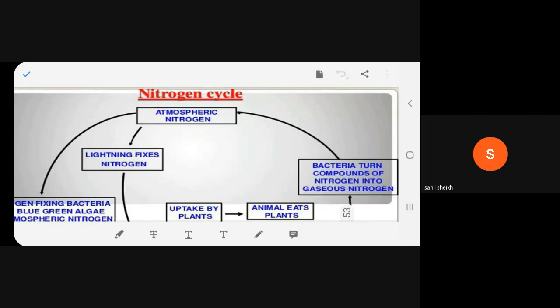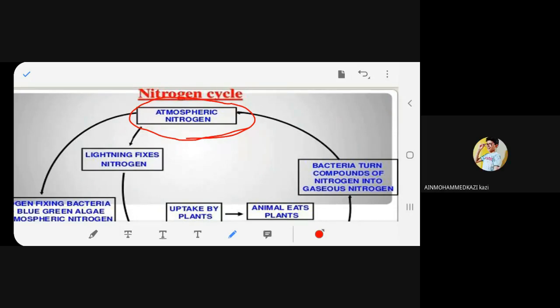To begin with, this is how you have to start. What will I take? Atmospheric nitrogen. Nowhere else is nitrogen present. It is only present in the atmosphere. So what are we going to write down? Atmospheric nitrogen. That's the first thing that we have to take.